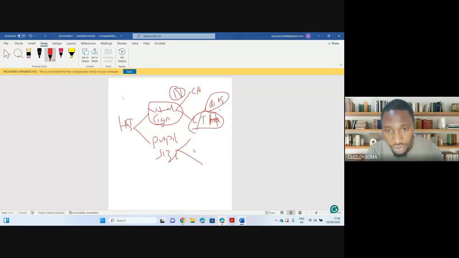The pupil size, you look at it and ask yourself, what is the size of the pupil? Is it small and irregular? If it's small and irregular, you're thinking of a central transtentorial herniation. If the pupils are dilated, blown out, out and down, you'll be thinking of an uncal transtentorial herniation.